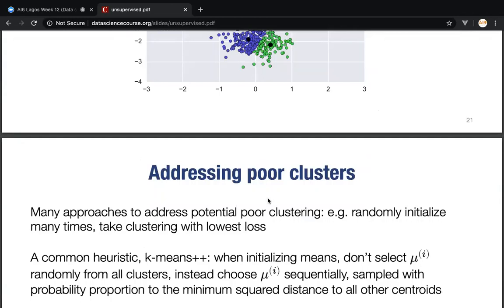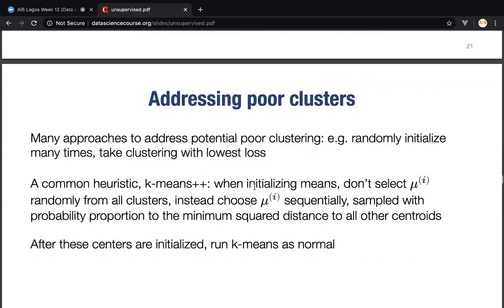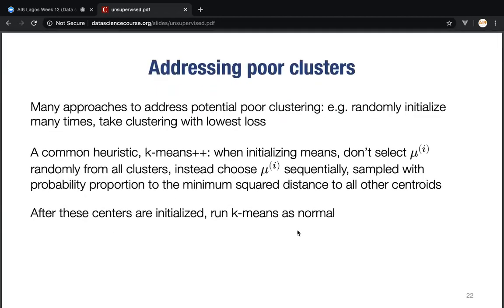But apart from what I have said, there's another way of addressing poor clusters, and that leads us to what we call k-means++. I've actually not really tried k-means++, but it's worth trying. With k-means++, what you'd want to do is sequentially sample, just as is written on the slide. You don't want to pick mu randomly for all clusters. You want to pick mu sequentially and in such a way that it's sampled with probability proportional to the minimum squared distance from the other centroids, right? So what we mean is this.